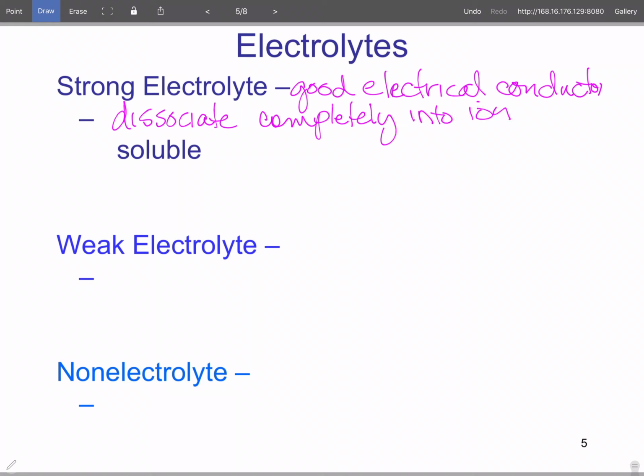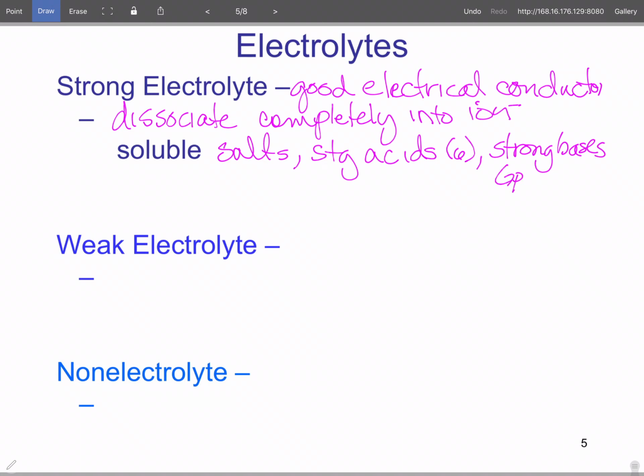So if it forms ions, then we're good to go. The soluble salts, more about that in just a second. Strong acids, there are 6. I'll give you a list. The strong bases, again, there's a list, which are basically group 1 and 2 hydroxides. And then 2 other ones, oxides and hydrides, but again, they're on the list. Actually, no, those are strong bases, never mind. Those actually qualify as salts, so you're good there.